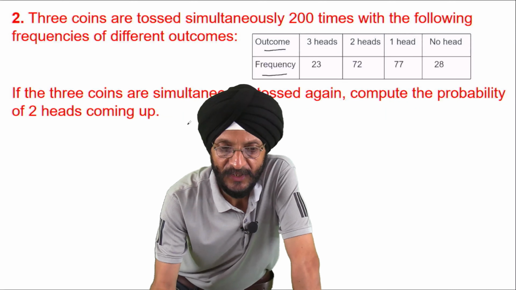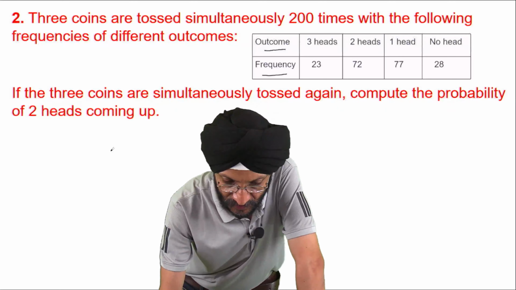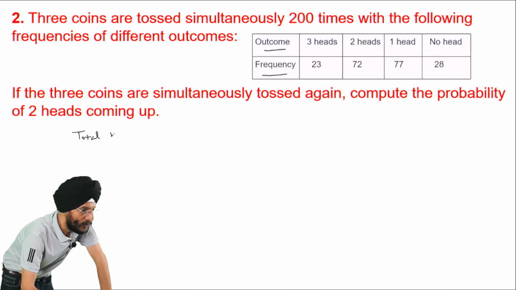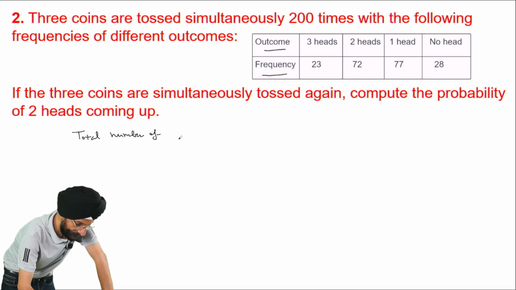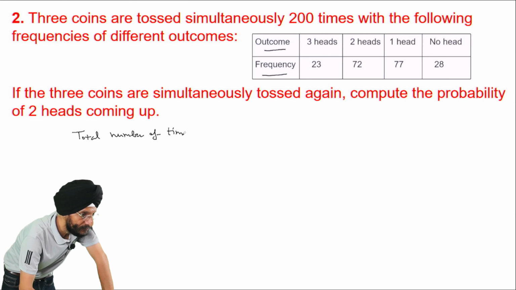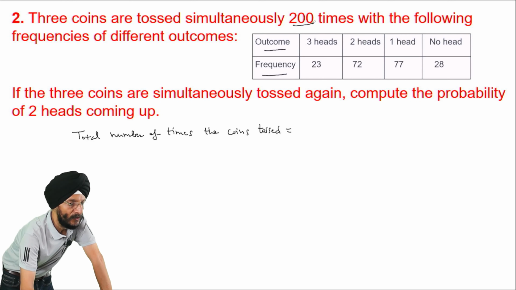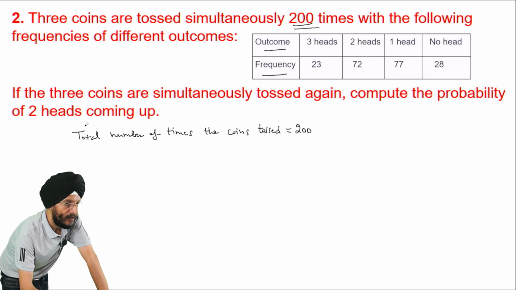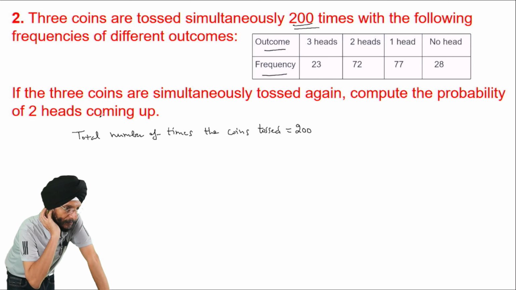So what is the total number of times the coins have been tossed? We will write, total number of times the coins tossed is 200. So we have to find out the probability of two heads coming up.